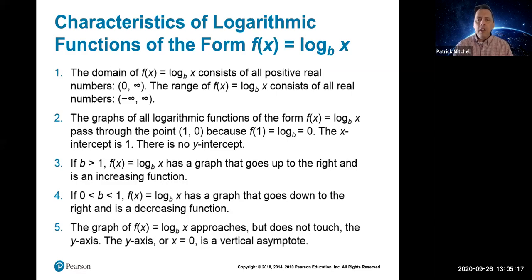The graphs of all logarithmic functions of the form f of x equals log base b of x pass through the point (1, 0) because of that property that says log base b of 1 is 0.